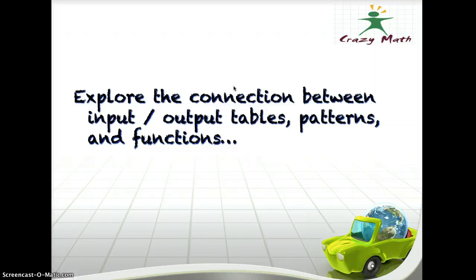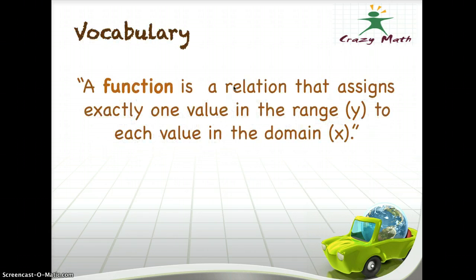We're going to explore the connection between input-output tables or function tables that you have learned previously, patterns, and functions. First, we're going to discuss the word function. It is a relation that assigns exactly one value for y to each value in the domain x. Before, in the previous lesson, we did not talk about y as the range and x as domain. But as we go on with this lesson in writing rules, I'm going to talk more about y being the range and x being the domain.